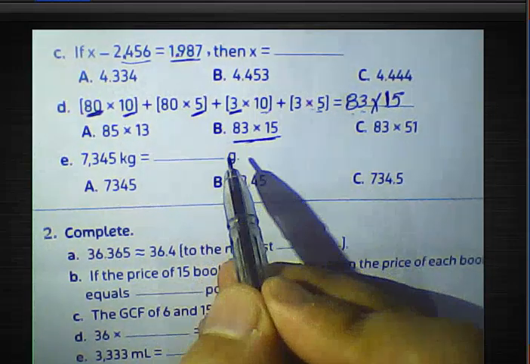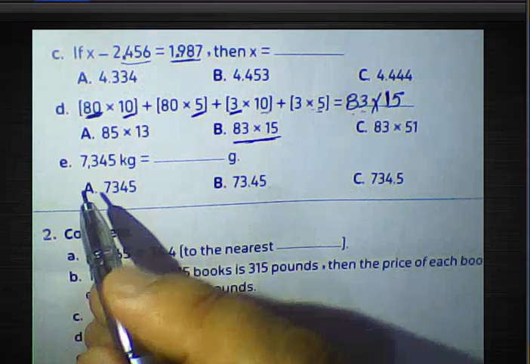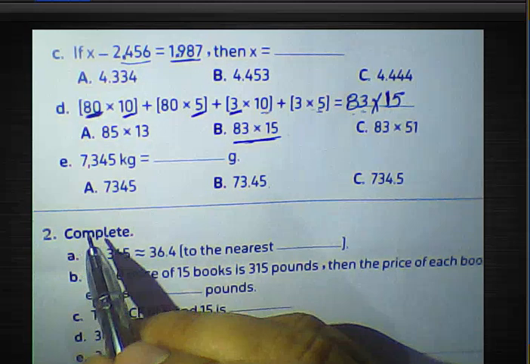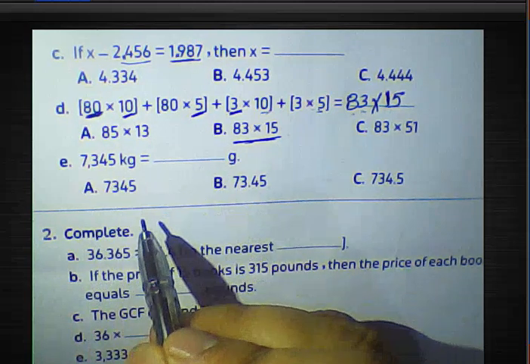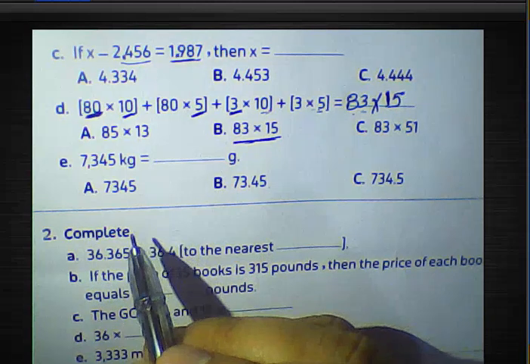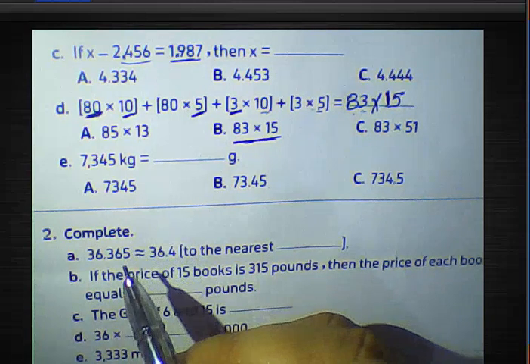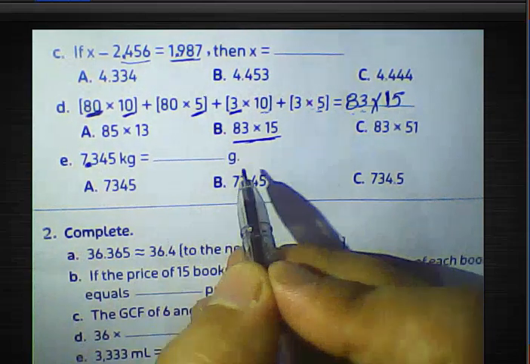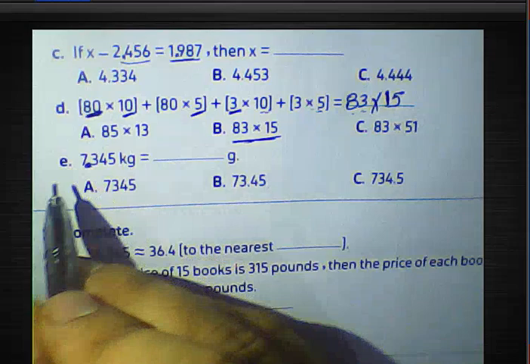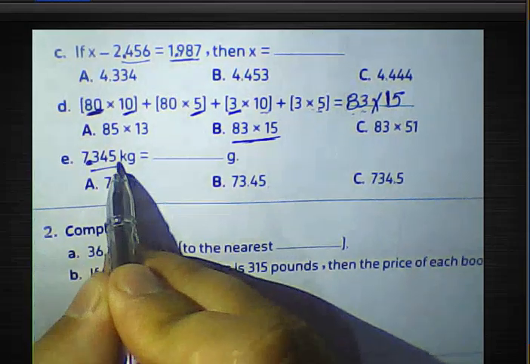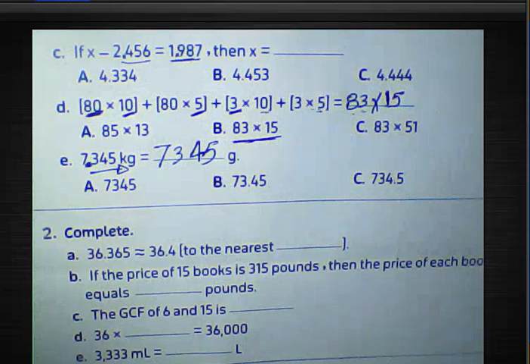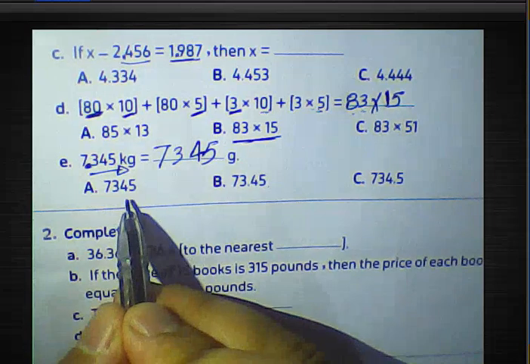Letter B. Letter E. 7.345 kilograms equals how many grams? To convert from kilograms to grams, we must multiply by 1000. This point here, again, 7.345 kilograms to grams, we must multiply by 1000, so the point must be moved from the left side to the right side by 3 digits. 7345. Letter A.